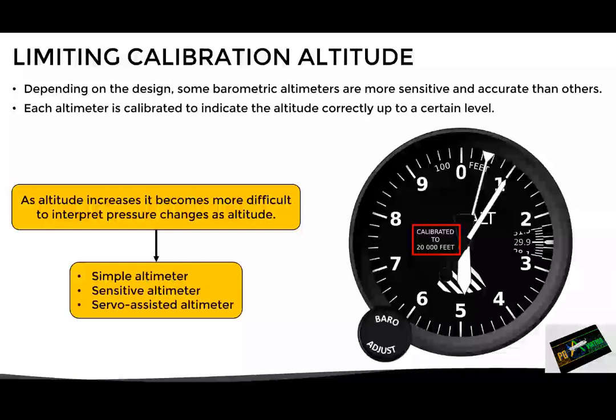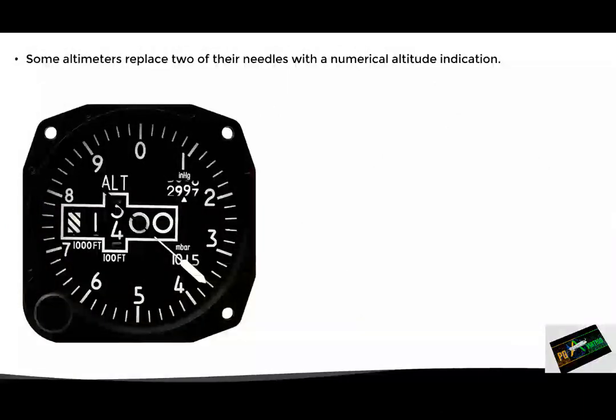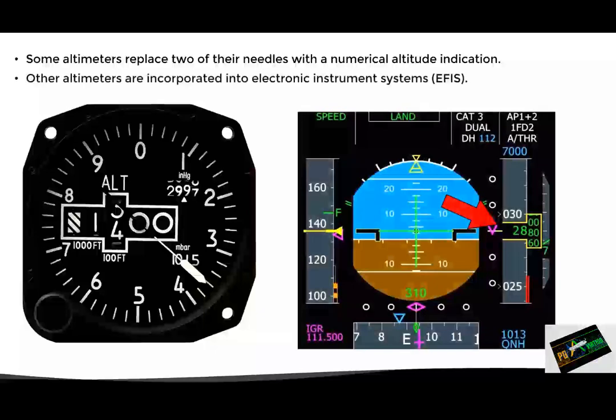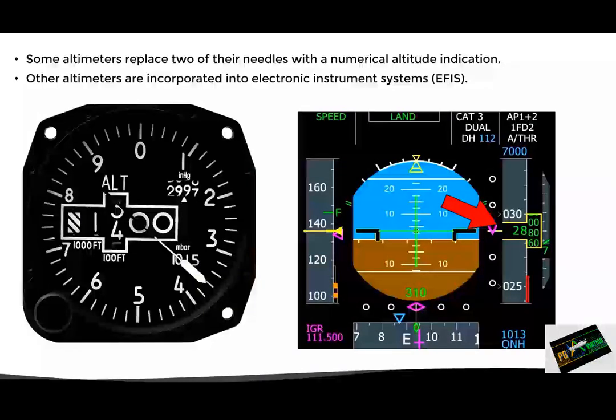Now, there are also different types of instrument presentations. Some altimeters replace two of its needles with a numeric altitude indication, as we can see in the picture. And some others are adapted and incorporated into digital presentations of the electronic flight instrument system.